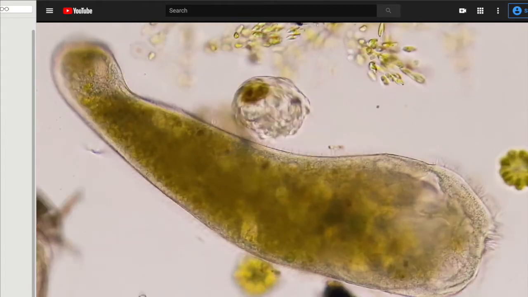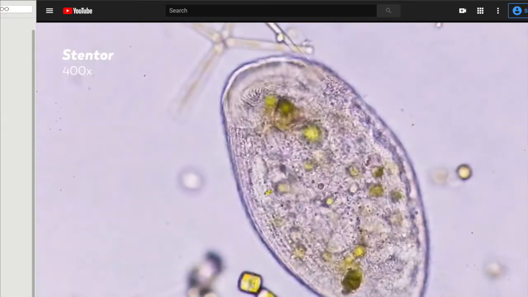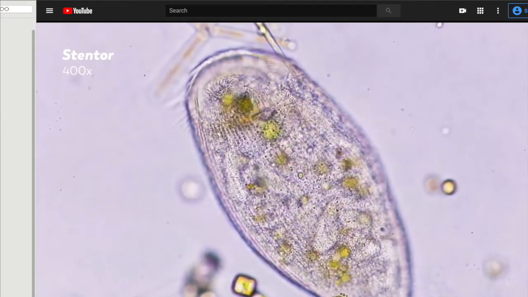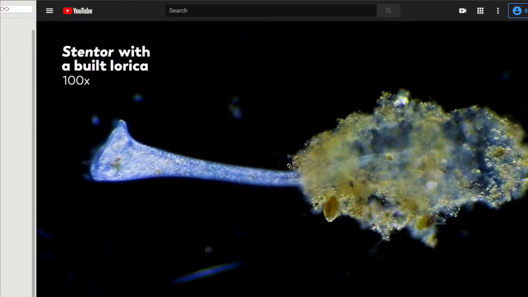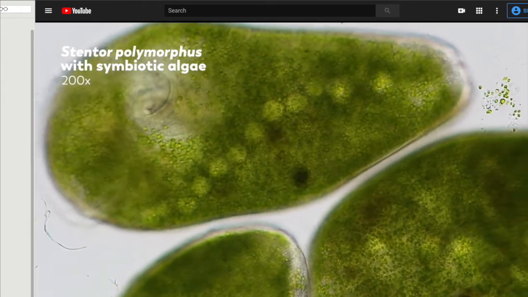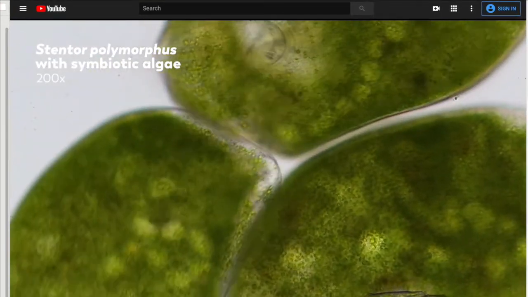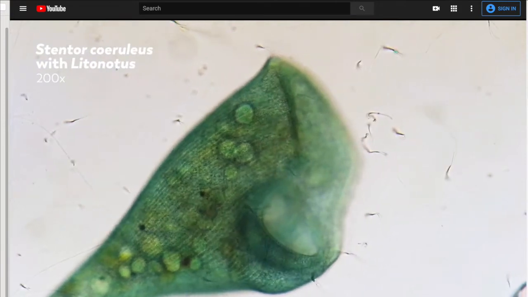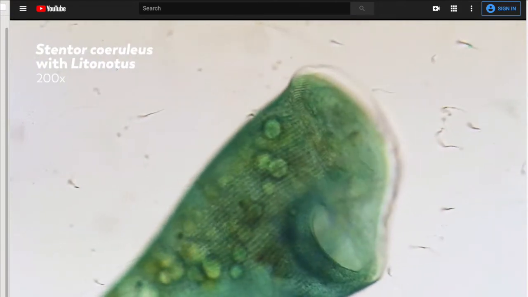It's a genus of single-celled eukaryote. There are 19 known species, but there are probably more than that. Some of them can build mucus houses that they can hang out in and hide inside of. Some carry algae inside of them that produce food for them. And all of them are astoundingly large for a single-celled organism.